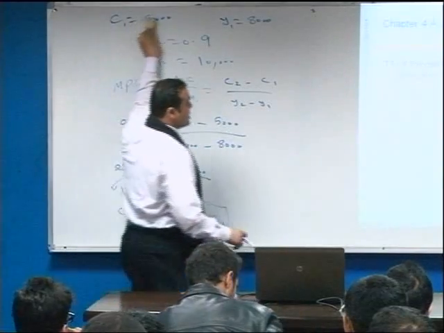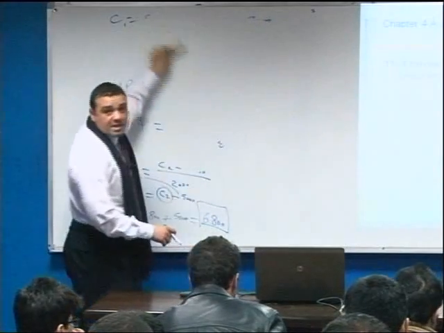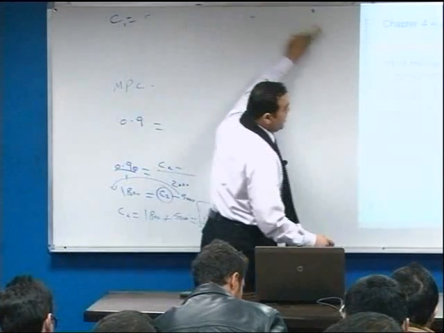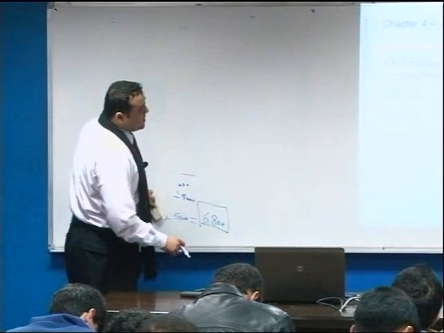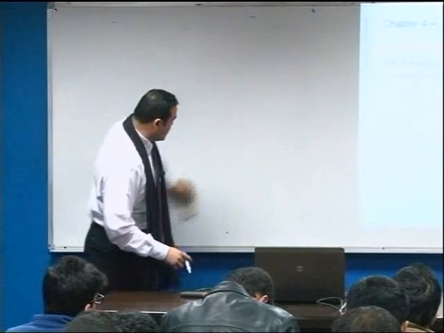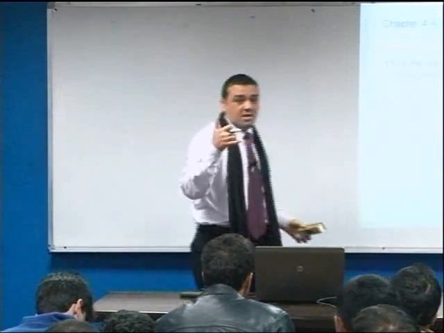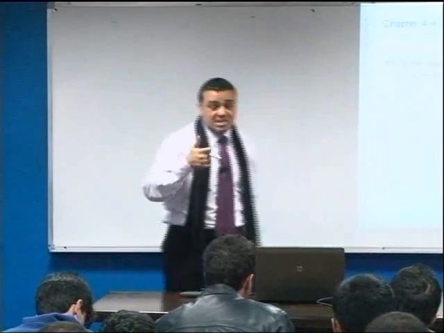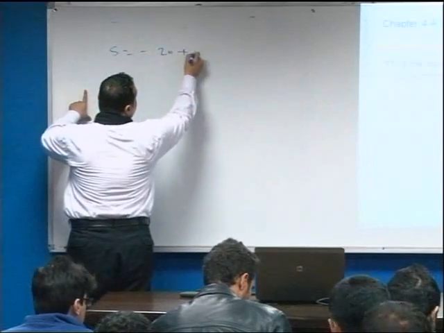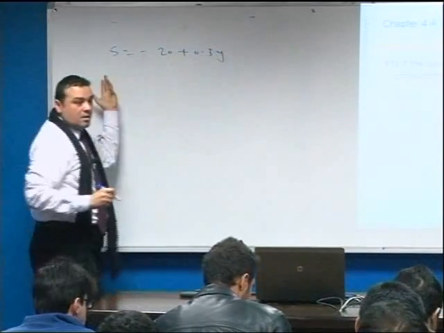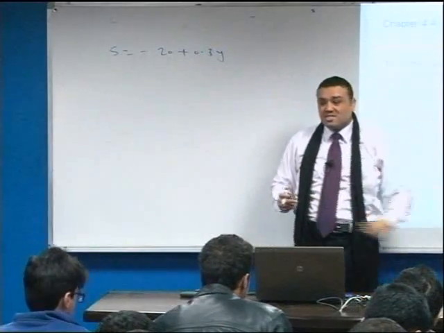If the saving function is of the form S equals minus 20 plus 0.30Y, the consumption at an income level of 200 equals how much? This is the question. As you see, the saving function is given, S equals minus 20 plus 0.30Y. The question is, at Y equals 200, how much is the consumption?